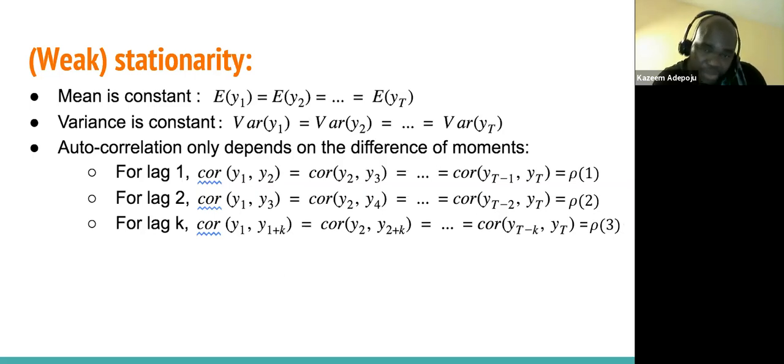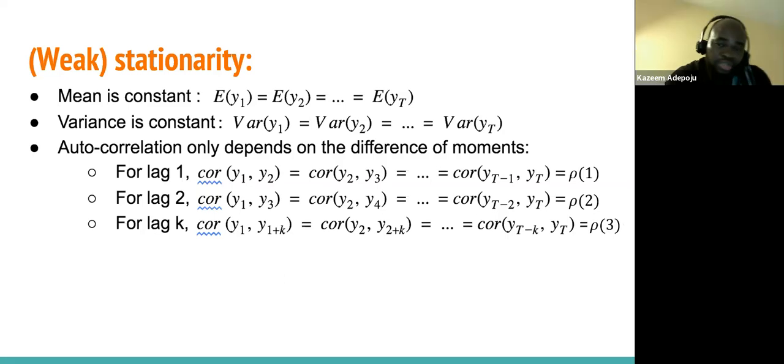I'm going to say that again. In time series analysis, the unit of measurement could be days, it could be weeks, it could be months, it could be quarters, and it could be years.